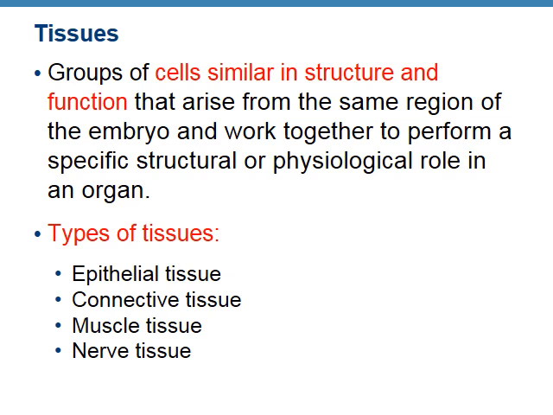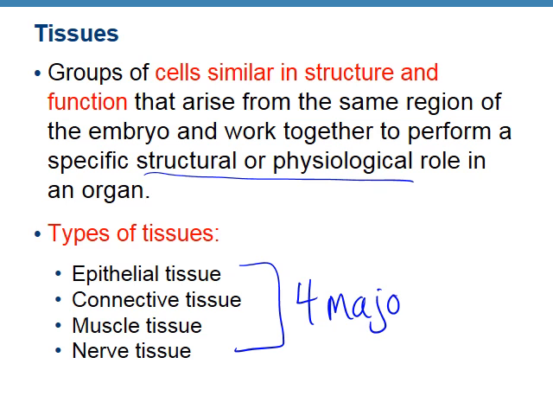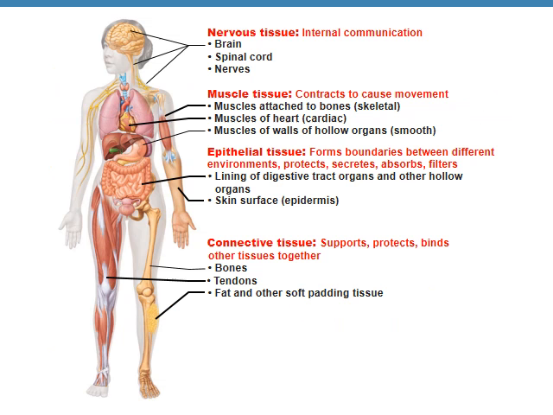Basically, tissues are groups of cells similar in structure and function that are going to have some sort of very specific structural or physiological role. And these are those four majors. I have little bullet points here for you. We're going to go into more detail, but basically what's the nervous system? That's used for internal communication. Muscle tissue is used to contract or move something. Epithelial tissue is going to protect. And then connective tissue is going to join or support other types of tissue together.